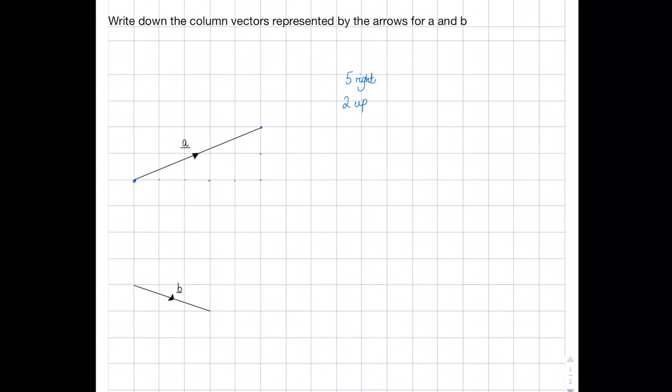So I've gone 5 right and 2 up. Now when we do column vectors, we always refer to the left and the right first. If it's going to the right, that's a positive direction, so that will be a positive 5. And 2 up, if we're going up in the world, that's a positive as well. So that will be 5, 2, and I just put it in a set of brackets. I don't need to write a divide line or anything, it's not fractions, it's just a column vector.